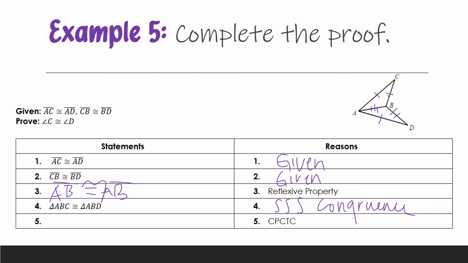And finally, if we know the two triangles are congruent, then we can say that any of their corresponding parts are congruent. So angle C and angle D are corresponding parts of congruent triangles. So I can conclude that angle C and angle D are congruent because the triangles are congruent. Corresponding parts of congruent triangles are congruent, or you can use that acronym CPCTC. I was only able to use CPCTC because I knew the triangles were congruent. If I had not established that the triangles were congruent, we would not have been able to say that angle C and D are congruent.